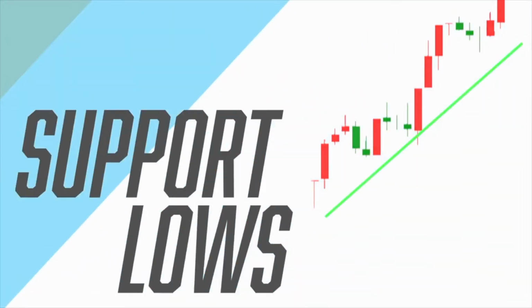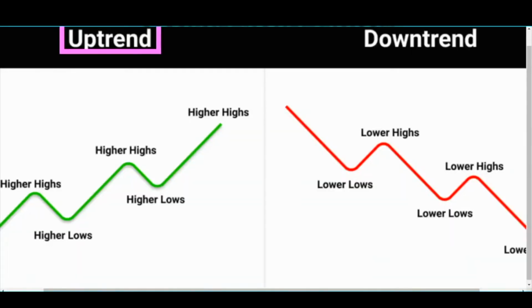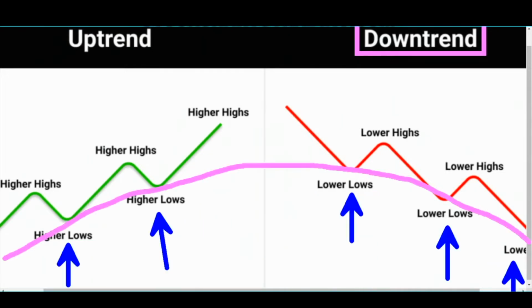I'm glad you asked. Support lows. Did you know that support always lands on a low? Let me show you. Well, in order to have an uptrend, you have to have higher lows. In order for you to have a downtrend, you have to have lower lows. And so your support should always be at the lows.